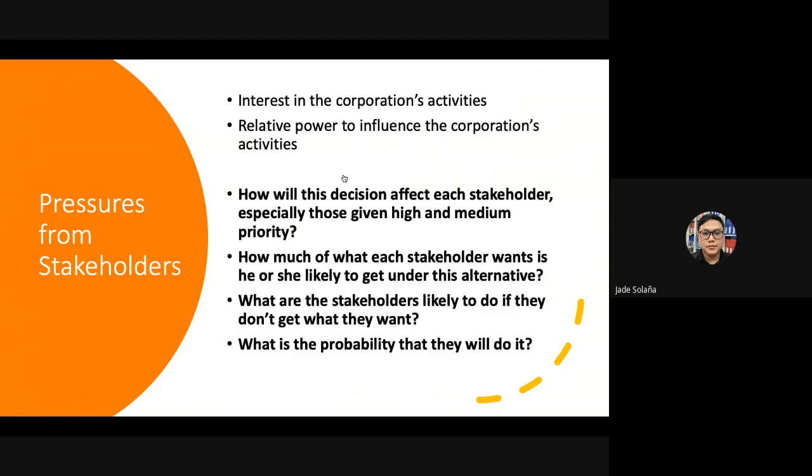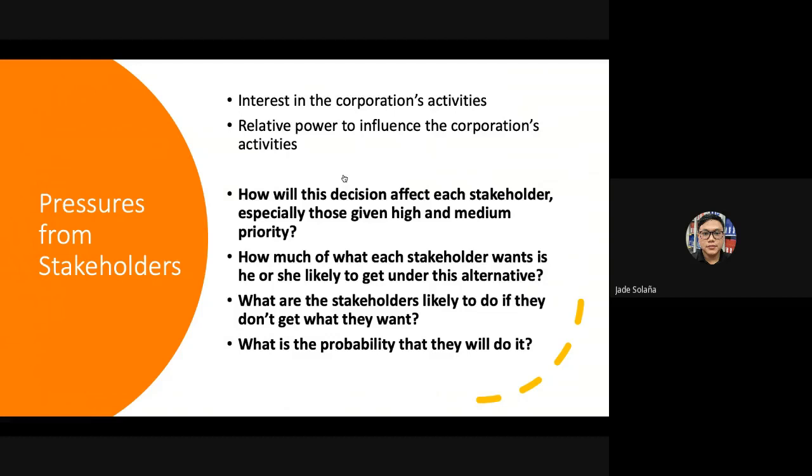So in this case, we can classify or categorize stakeholders based on their interest in the corporation's activities and relative power to influence the corporation's activities. Okay? So strategic managers should ask 4 questions to assess the importance of stakeholder concerns in a particular decision.